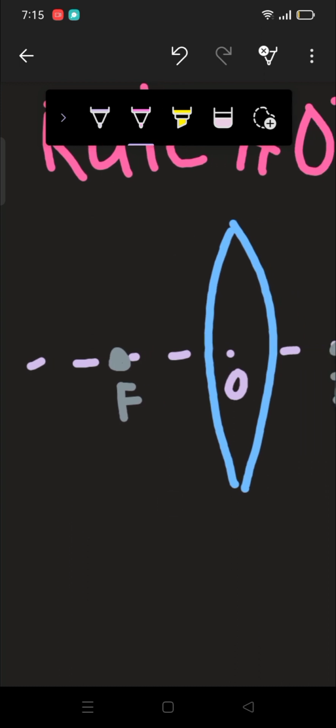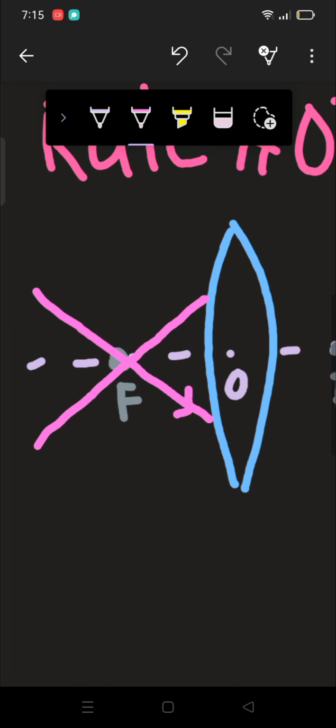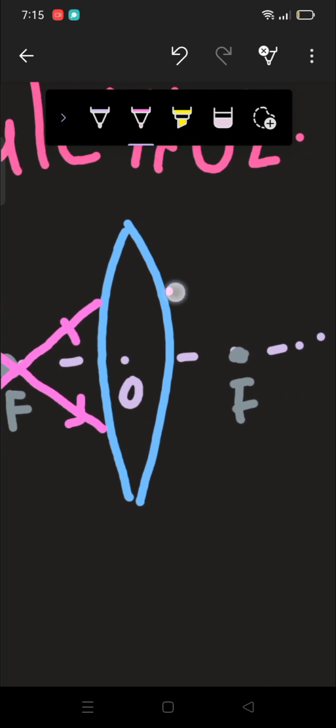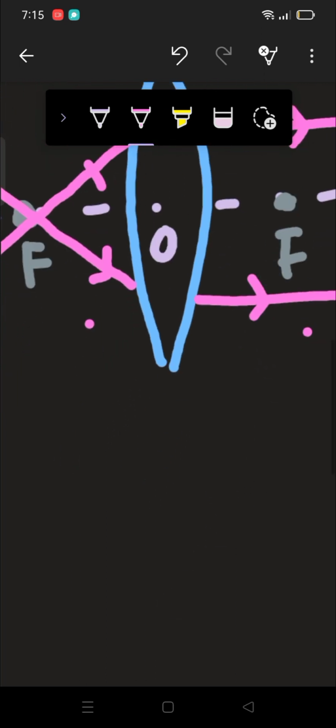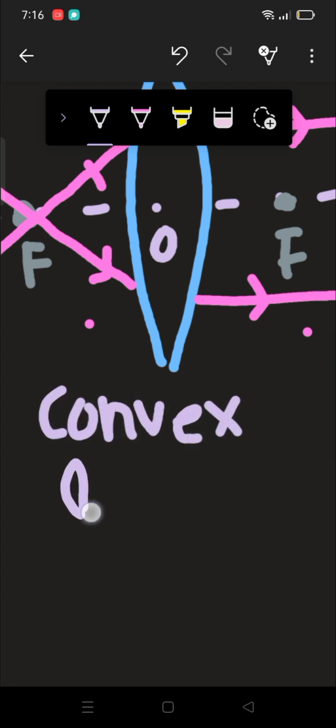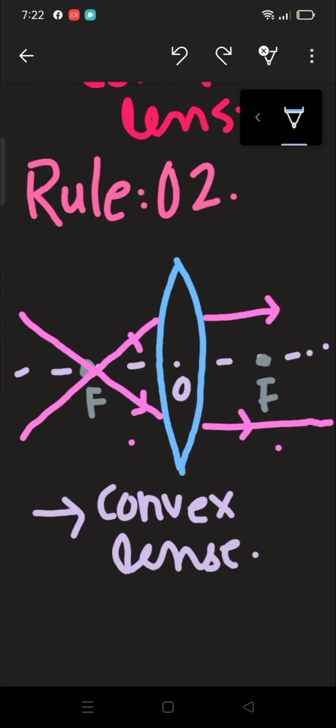Alright, so here the ray is passing through the focal point. Again I'm going to make another one. This is going from the focal point and then again they will be parallel to the principal axis after refraction. So these are refracted rays and these are incident rays, and this is a convex lens we have. Now I am going to use the same rule with a biconcave lens.